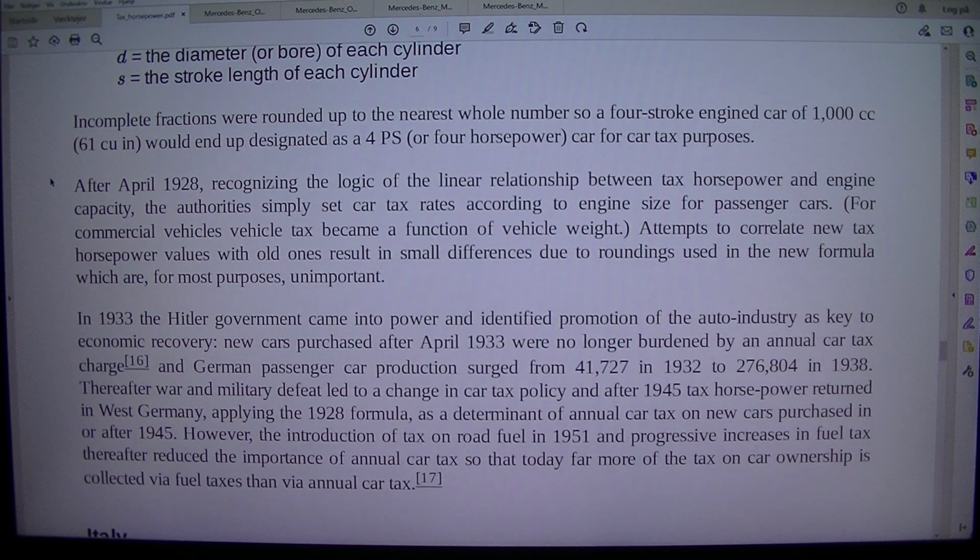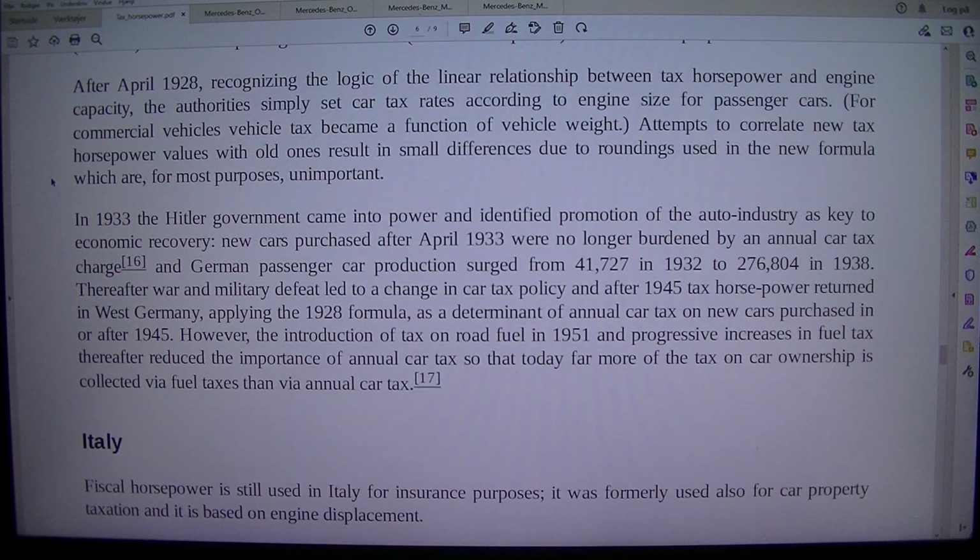After April 1928, recognizing the logic of the linear relationship between tax horsepower and engine capacity, the authorities simply set car tax rates according to engine size for passenger cars. For commercial vehicles, vehicle tax became a function of vehicle weight. Attempts to correlate new tax horsepower values with old ones result in small differences due to roundings used in the new formula, for most purposes unimportant.